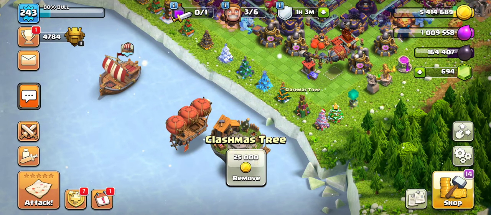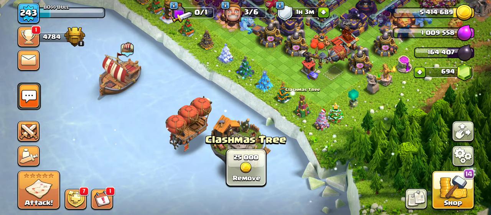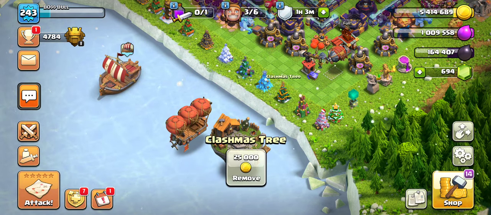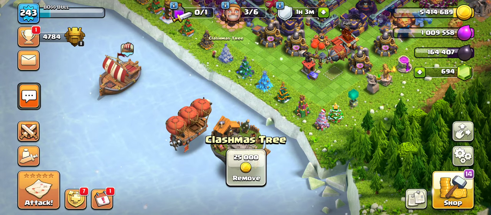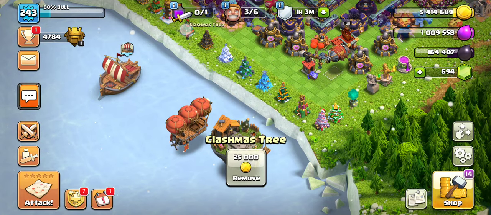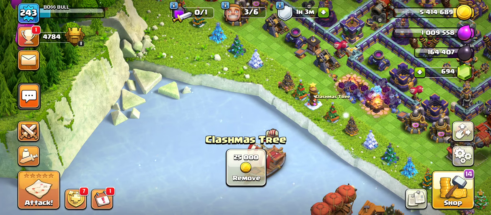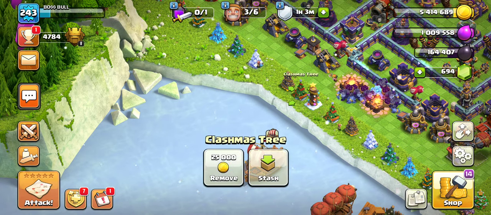Here are all the previous movable obstacles. Christmas tree. Christmas tree. Christmas tree. Christmas tree. Christmas tree. Christmas tree. Now these three, I used another shovel to move, so they are movable.